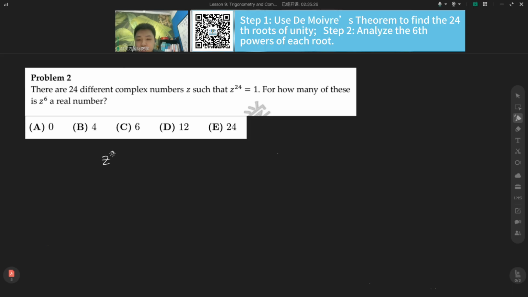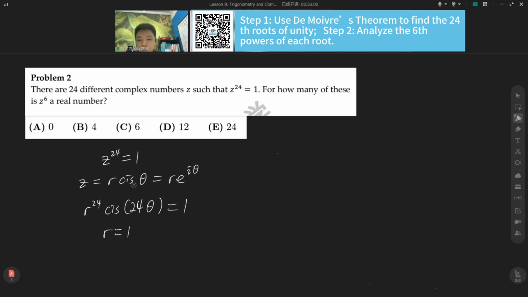So z to the 24th equals 1. I can let z equal r cis theta. In the future, I will switch up, like r e to the i theta. You've got to live in both worlds. 以后呢，我会随时切换为这个形式，就是你那个符号一定要熟练。So now we get r to the 24th cis 24 theta equals 1.